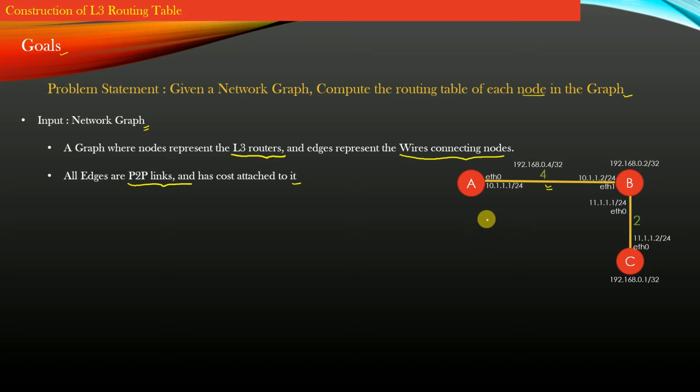And what link is not a P2P link? For example, this particular link, which is connecting the device A with the L2 switch, is not a P2P link. A P2P link is a link which connects two L3 devices together. This L2 switch can have more L3 devices connected to it, so it means that devices A, B and C could be in the same network. So all these links are not P2P links.